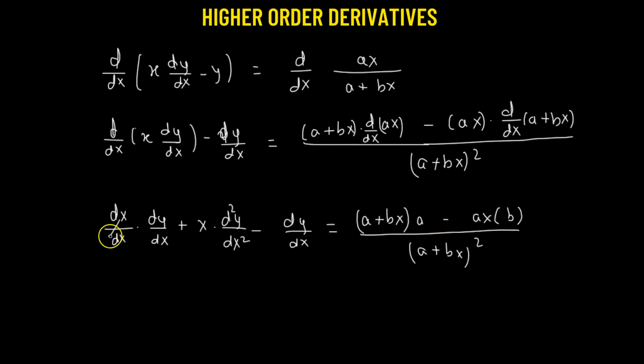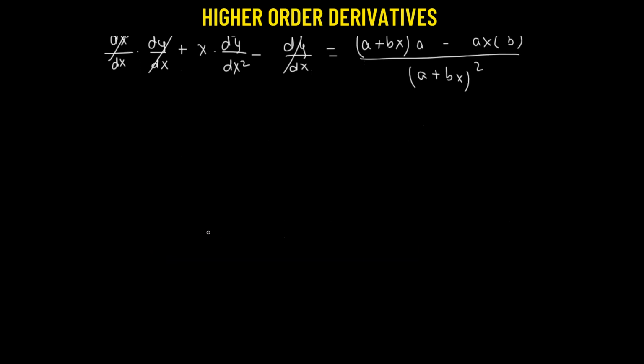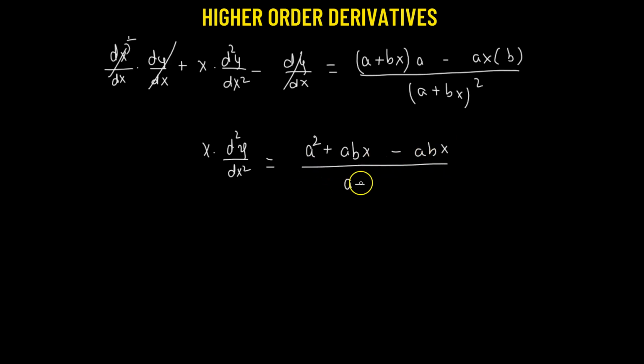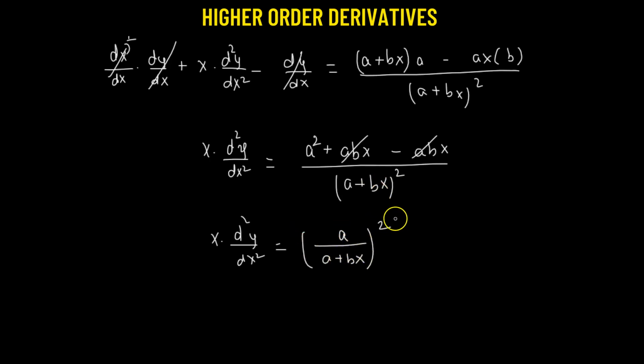Now the derivative of x with respect to x is equal to 1. So we have dy over dx minus dy over dx, so these two terms will cancel out. And this is going to give us x times the second derivative of y with respect to x equals, let's multiply, a squared plus abx minus abx divided by a plus bx whole squared. So abx and negative abx cancel out. Now that leaves us with x times d squared y over dx squared equals a squared over a plus bx whole squared.